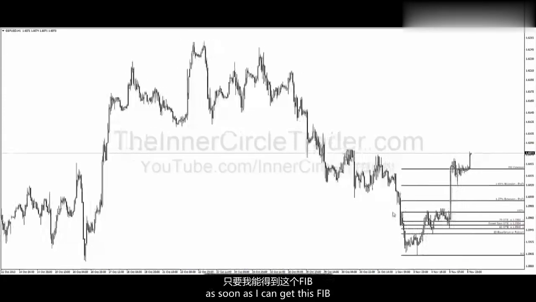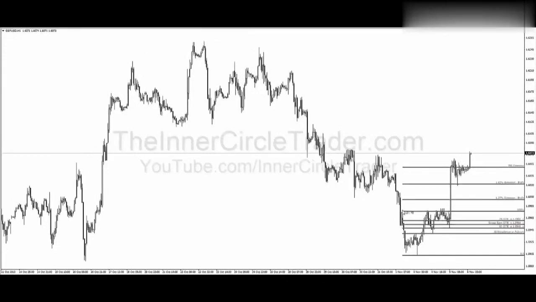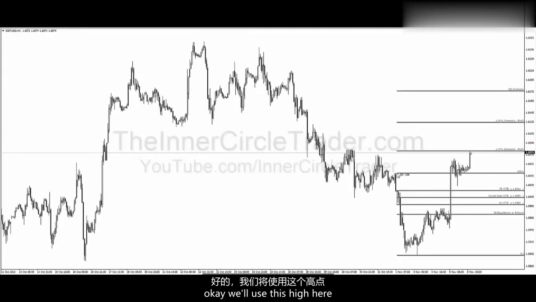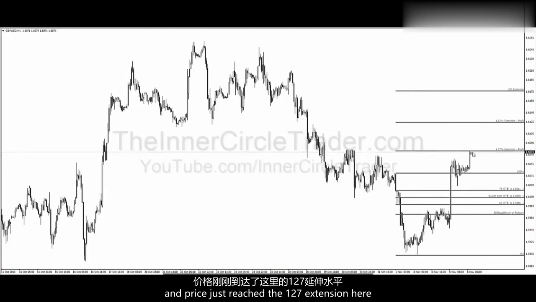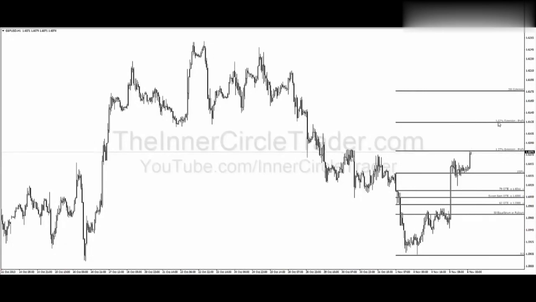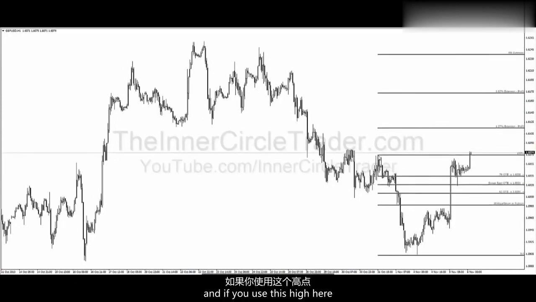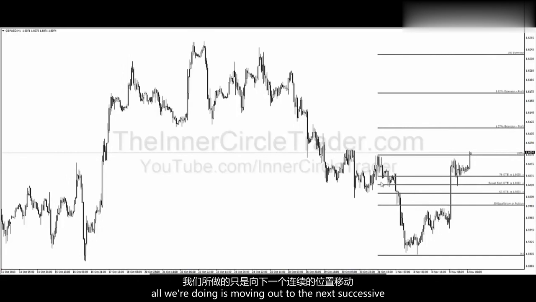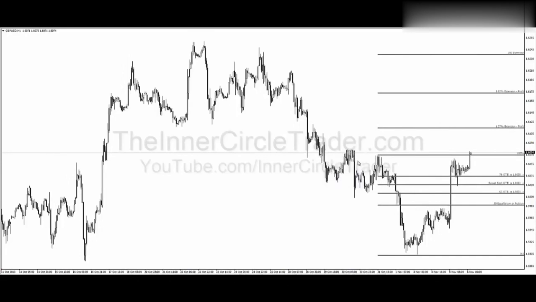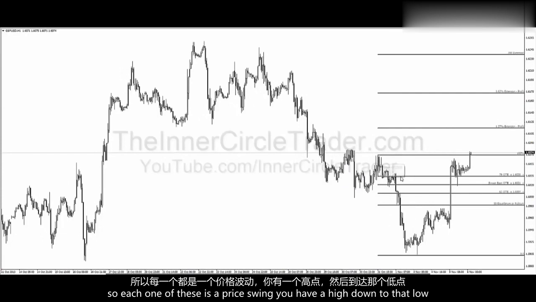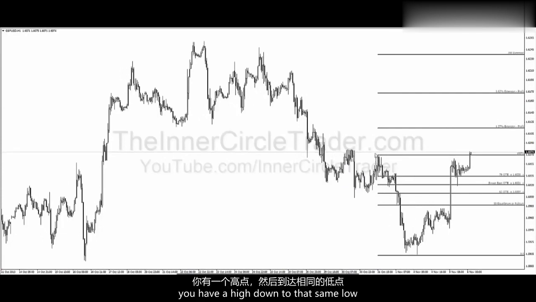And now, as soon as I can get this fib, we'll use this high here. And price just reached the 127 extension here. Any upside would be 162. And if you use this high here, all we're doing is moving out to the next successive market high. So each one of these is a price swing. You have a high down to that low, and a high down to that same low. These are all reference points for reactions. You have 127 now here.